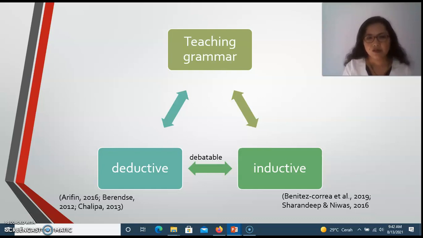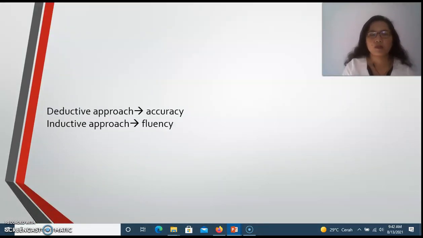Regarding the effectiveness of the two approaches, there is an endless debate. Some scholars believe that deductive is more effective. Some believe that inductive is more effective. There are also other scholars who believe that a combination of deductive and inductive approaches is the best way to teach grammar. So this is endless. But most of them agree that the deductive approach will lead students to have better accuracy and the inductive approach will lead students to have better fluency.